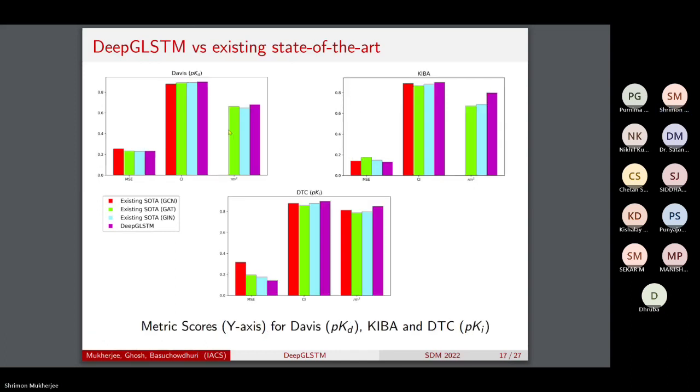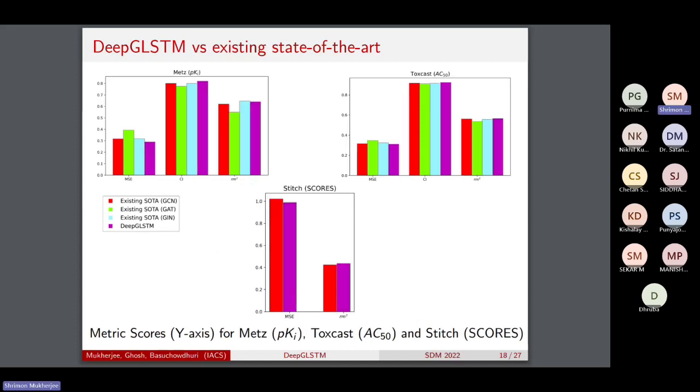Now here we measure our model's performance against three metrics: mean square error, CI, which is the concordance index traditionally applied in regression problems, and R-squared, which is another metric typically used as a statistical measure in regression problems. Since this type of technique is typically known as QSAR, in QSAR models R-squared is a very good metric. Here, if the mean square error is less, then our model is good. But for CI and R-squared, if the value is greater, then our model is performing well. So these are the results.